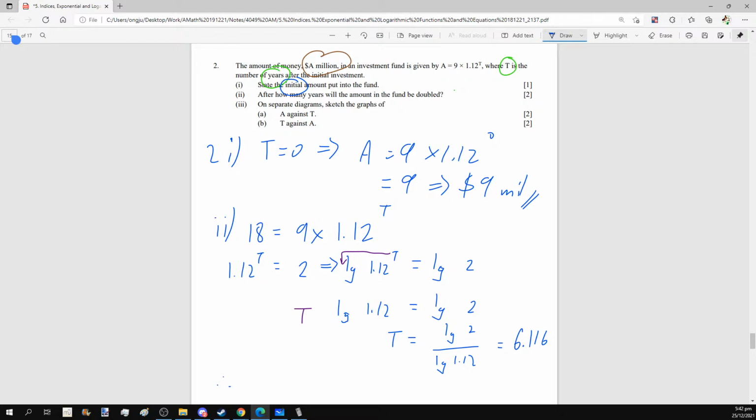And therefore, remember to answer the question. The question didn't ask for capital T. The question asked how many years. So we will say it will be double after 6.12 years to 3SF.